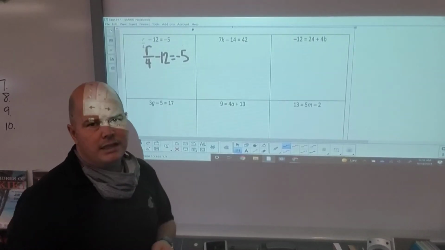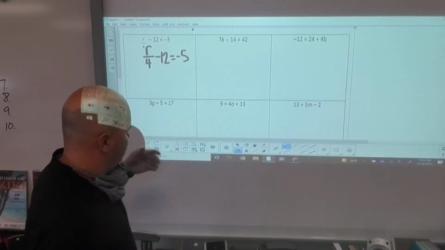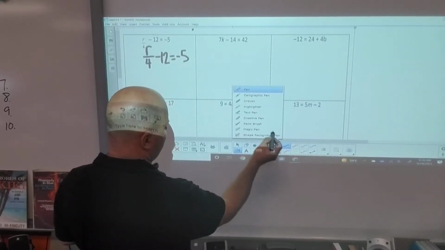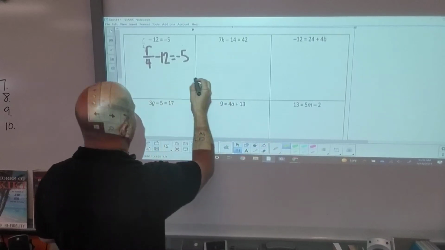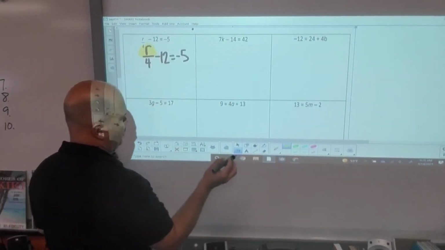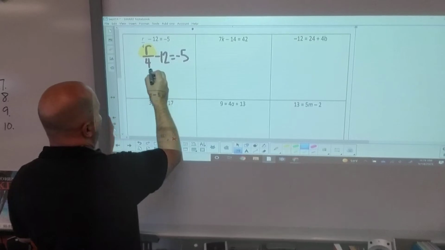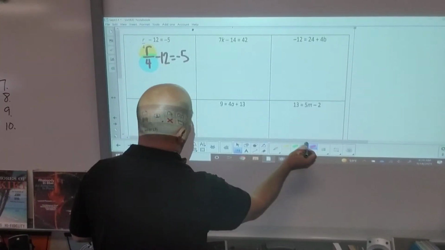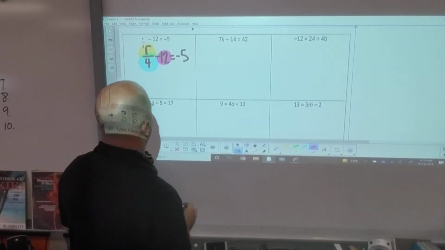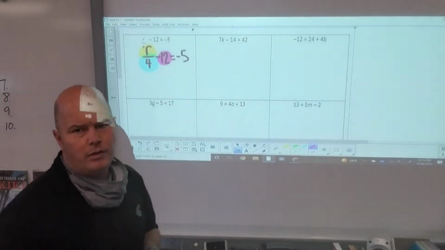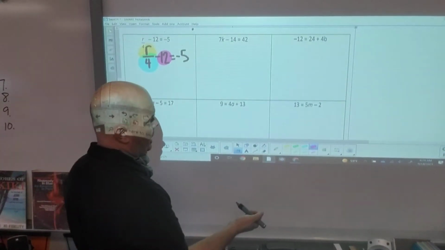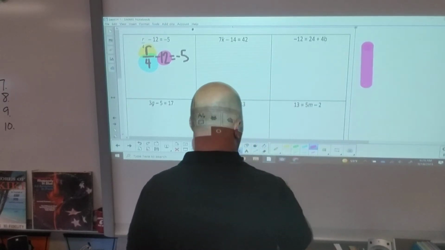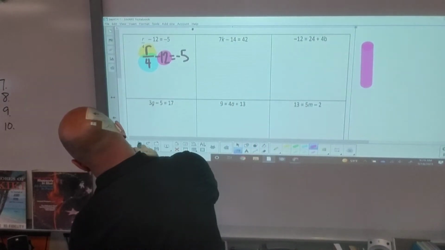Okay? If that's the case, what's happening to it is, if I highlight, this is my variable here. I'm doing this to it, which is dividing by 4, and I'm also doing that to it, which is minusing 12. Okay, so to solve for that, I'll come over to my do-undo chart. It's my undo button. Boom.